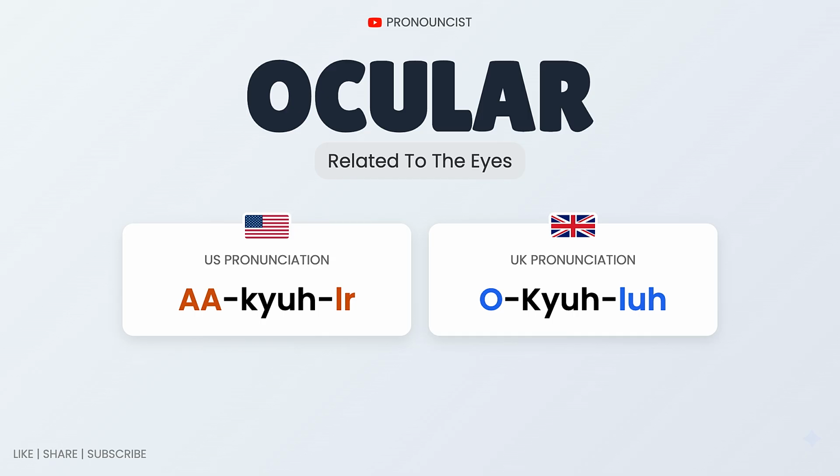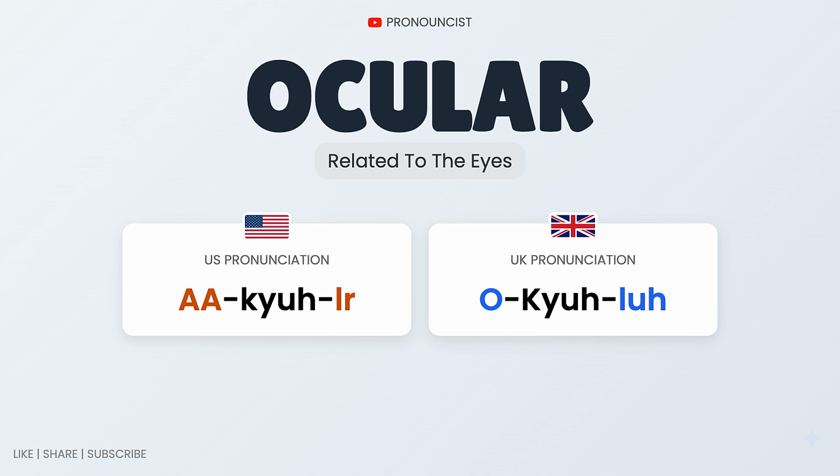Now, read the syllables of British pronunciation shown on the screen naturally. OCULAR. In US, stress ah. In UK, stress o. OCULAR.